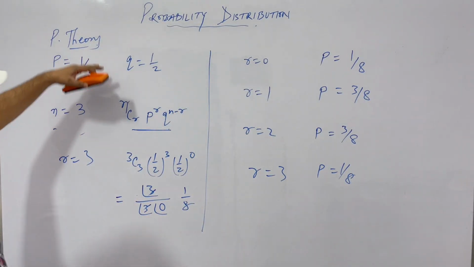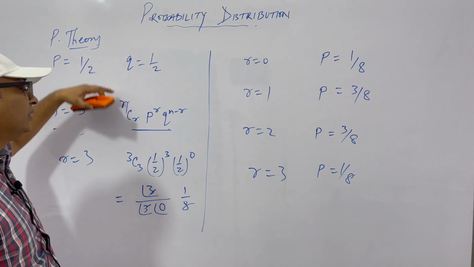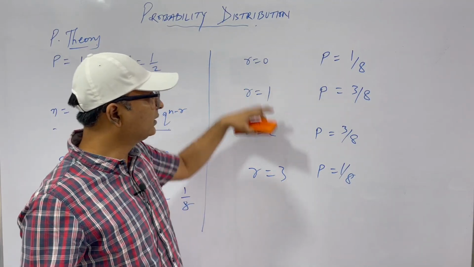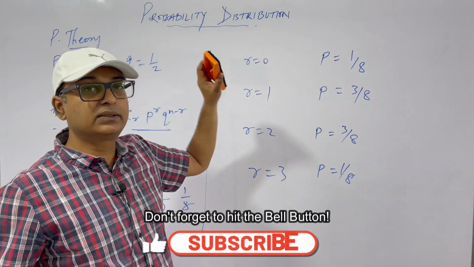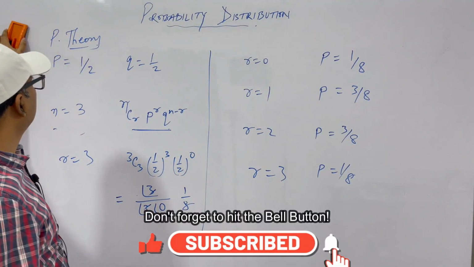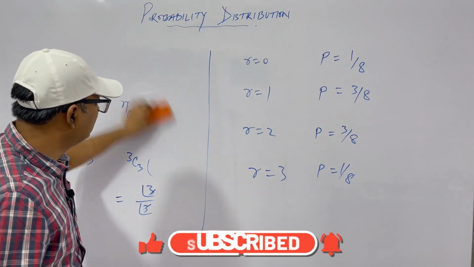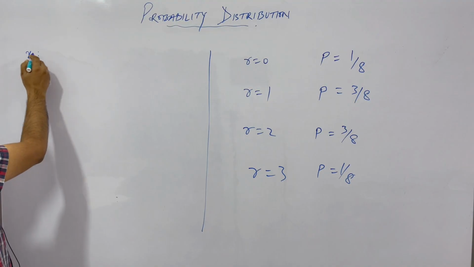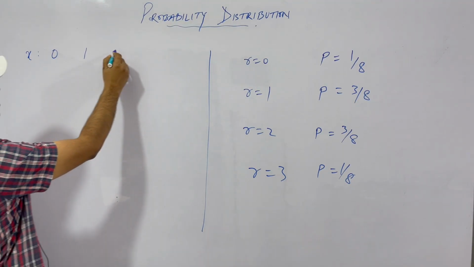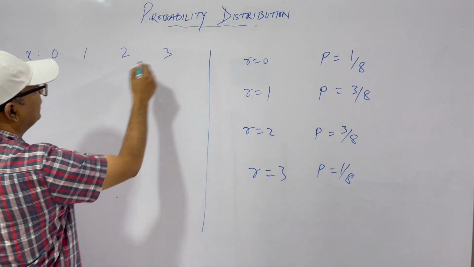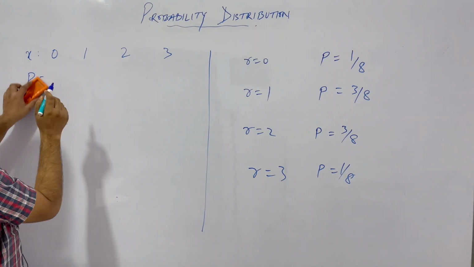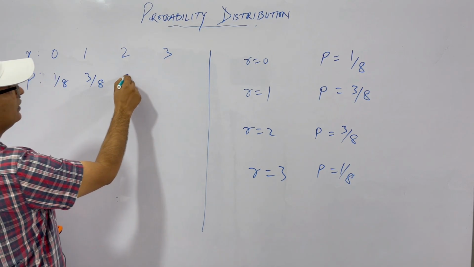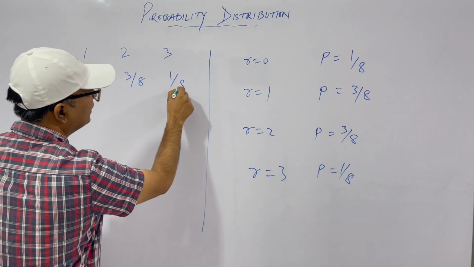This is our probability. From probability theory we are able to calculate the exact probability, and when we have distributed it like this, it is a probability distribution. It is generally written like this, r or x, anything you can write. So 0, 1, 2 and 3, and the probability associated with this is 1 by 8, 3 by 8, 3 by 8, 1 by 8.